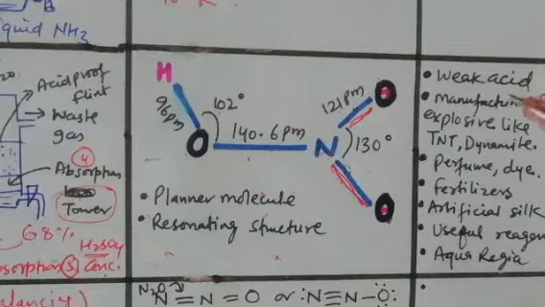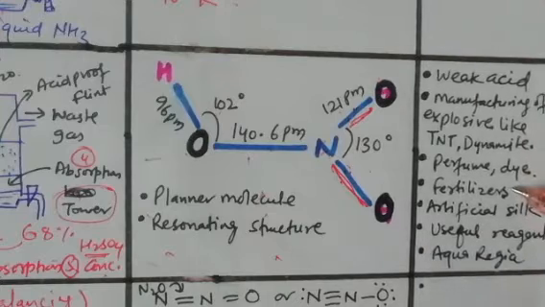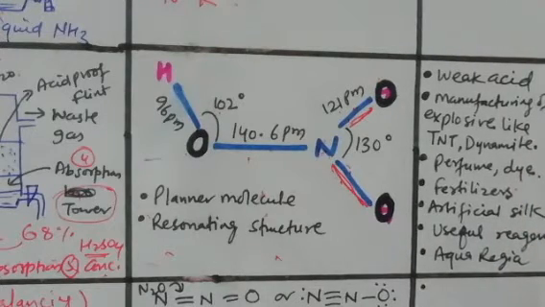This is a weak acid. It is used to manufacture explosives like TNT and dynamite. It is used in perfumes and dyes. It is used in fertilizer. It is used in artificial silk, and it is also a useful reagent for aqua regia.